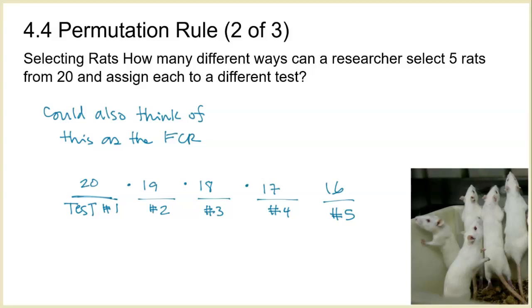So when I expanded out the previous problem, the only thing that was left over was this: 20 times 19 times 18 times 17 times 16. So anytime we have a problem that involves a permutation, we can also think about the fundamental counting rule at the same time, and it will arrive at the same answer.